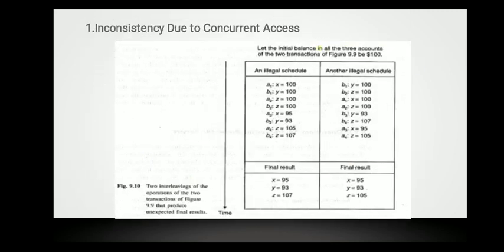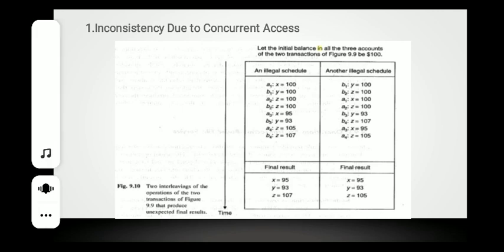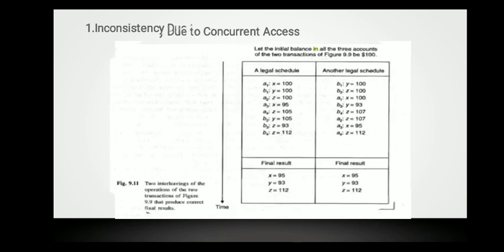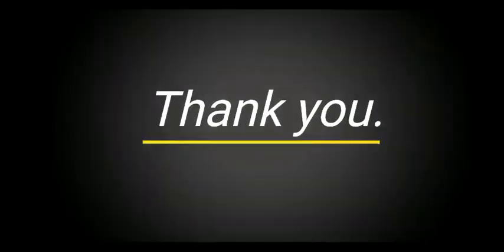So, inconsistency due to concurrent access. Let the initial balance in all the accounts of the two transactions of figure 9.9 be $100. This figure shows the transaction history, and two invalid interleavings of the operations of the two transactions of figure 9.9 are shown in the figure. So thank you.